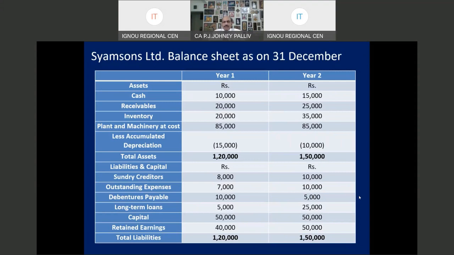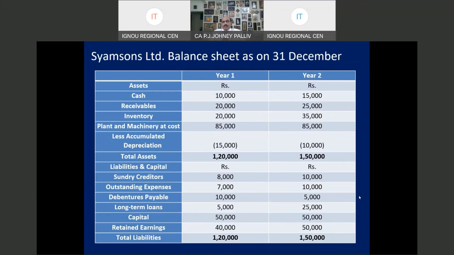Then next item, debentures. Debentures payable means it is something like borrowing. Debentures are long-term loans carrying interest. It is a certificate on the basis of loan taken. It may be from the public or from various institutions. Debenture is not a capital. It is not a share capital. It is purely a long-term borrowing.